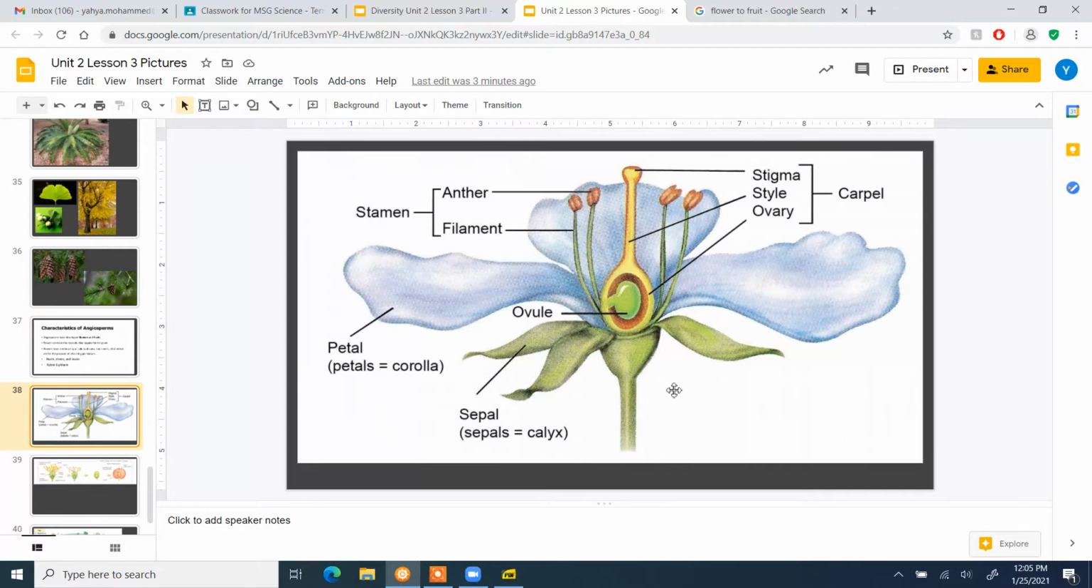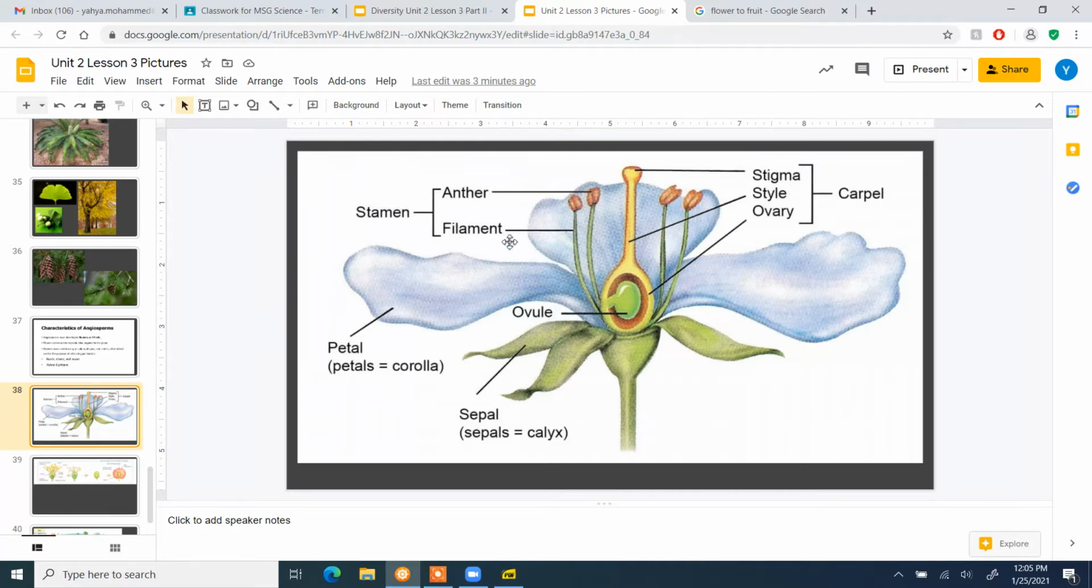So on the outside, we have these things called sepals. So sepals are basically kind of like modified leaves, and they help to protect the flower until it develops and opens up. You have different kinds of petals that are meant to attract pollinators, right? And then within the flower, the reproductive structures are divided into two different portions. You have the male portion and the female portion.